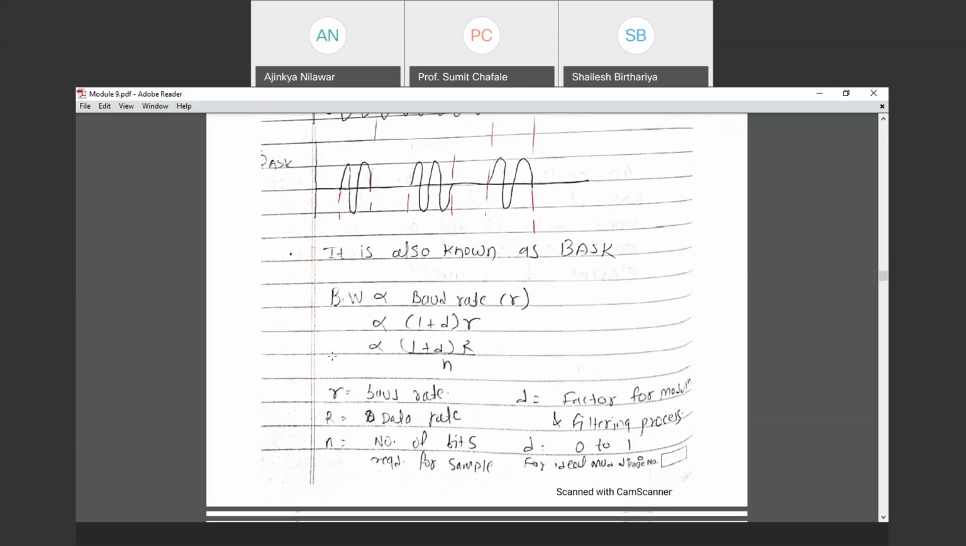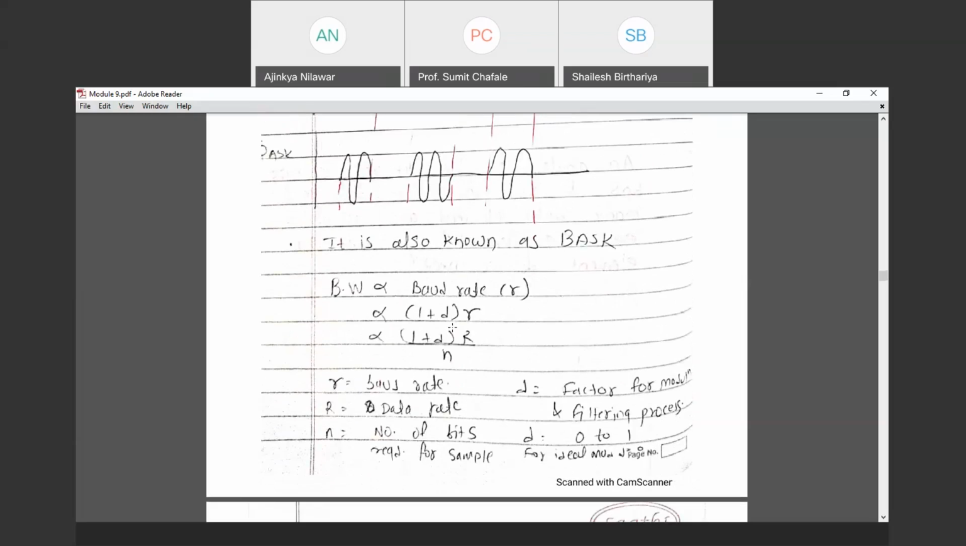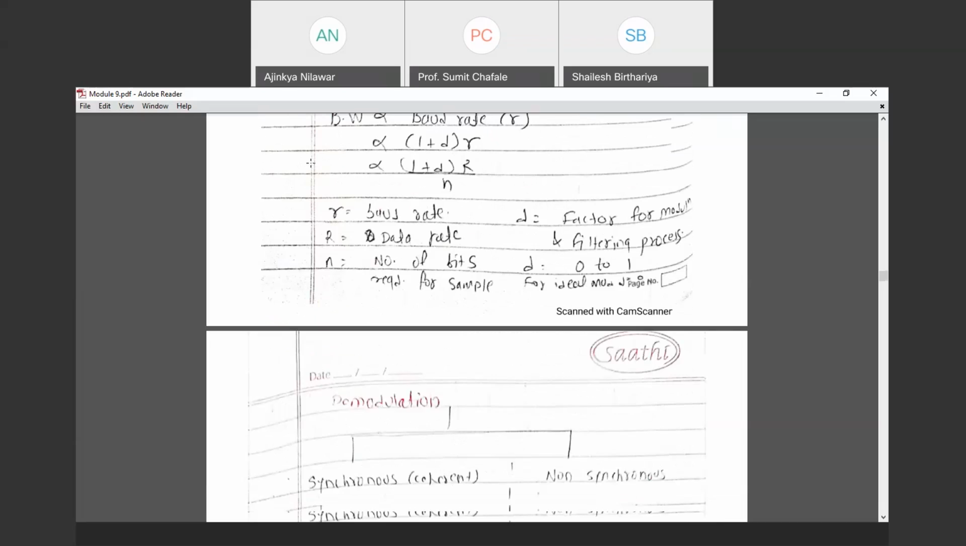So the mathematical calculation: bandwidth is given by (1 + d) multiplied by R divided by N. Now what is small r? You know, the baud rate. Capital R, you know, is the data rate. Then N is the number of bits required per sample. d is the factor for modulation, and it always ranges from 0 to 1. From this formula, we can calculate the bandwidth of the ASK signal.